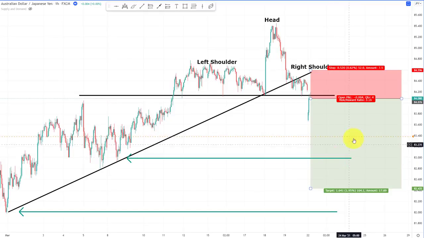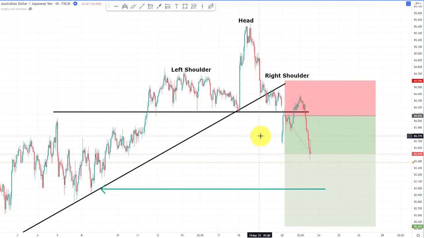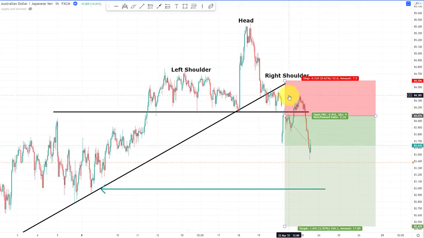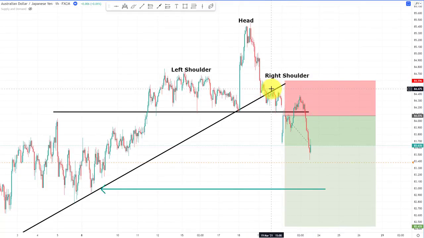So now let's see what happens. We get a very decent reward to risk ratio of 3-to-1. And initially the market went against us a little bit. You can see the market did not reach the right shoulder.